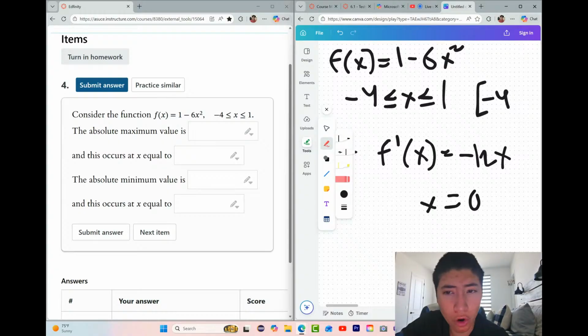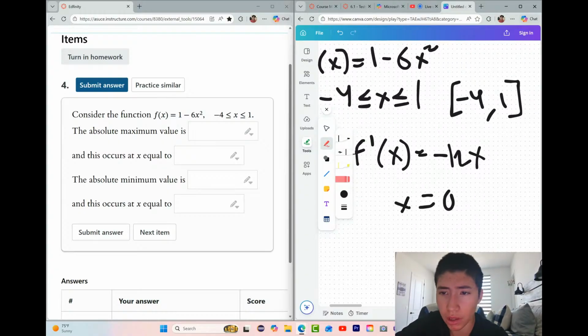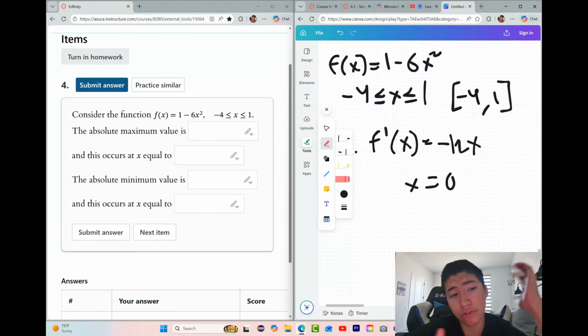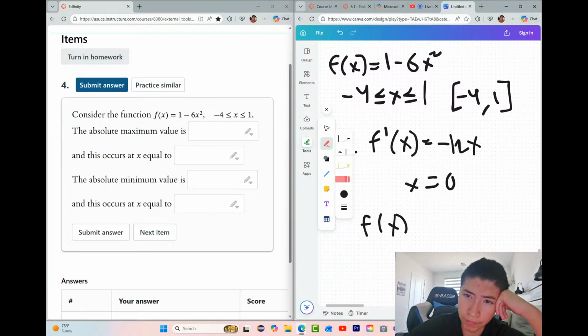Is this a closed or open interval? No, this is a closed interval, -4 to 1. Gotcha. We could have just checked all the integers, but it's fine. No, we won't do that. Let's see, -4 to 1. What does that mean? Well, so first, let's check. So f of x, evaluate, 1 minus, and then we get 0.